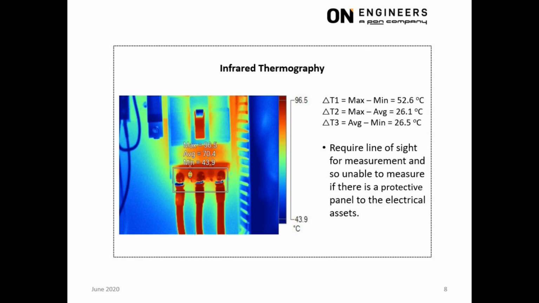Infrared thermography or infrared thermal scan can detect localized hot spots which the naked eye is unable to detect. The hot spot is detected by heat sensing. It is the temperature difference that is a more reliable indicator of localized hot spots. Infrared thermal scan requires line of sight to the source of the high temperature for measurement, and so will not work if there is a protective panel to the electrical assets.